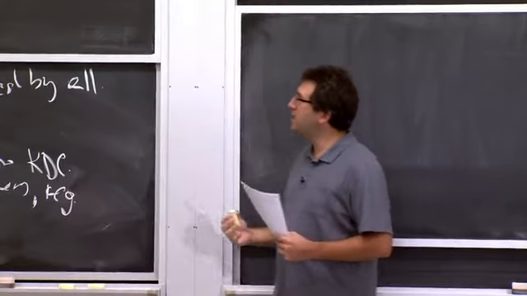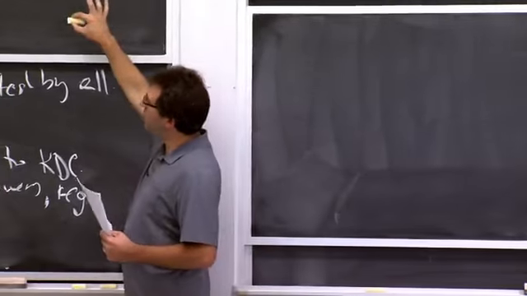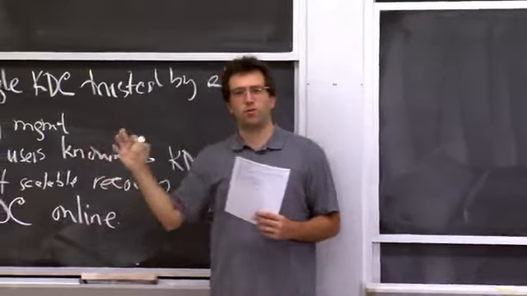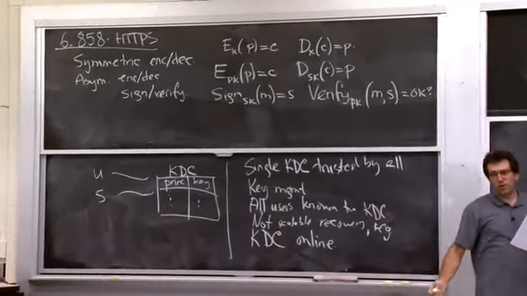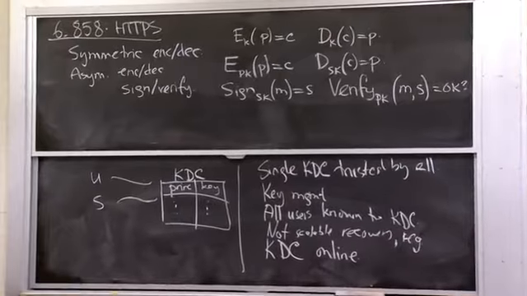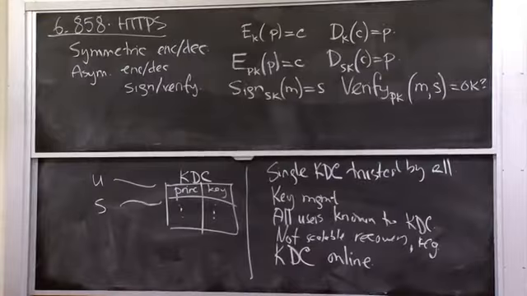But it turns out that in practice, these public key operations are pretty slow. They're several orders of magnitude slower than symmetric key cryptography. So almost always you want to get out of the use of public key crypto as soon as practical.